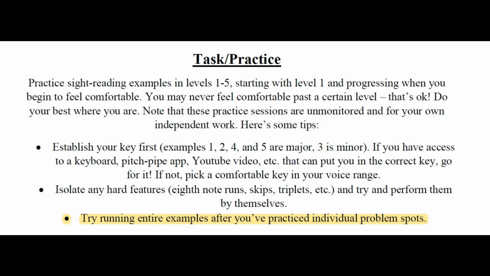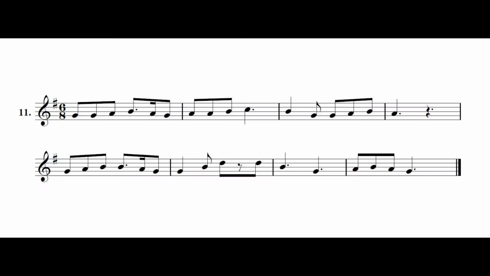Now, let's look at Level 4 example number 11. I picked this one because it's got all the features in it. There are some skips, there's some dotted 8th, 16th patterns in there, and of course, it's in 6/8 time. First, let's look at the key. We have 1 sharp, which means we are in G major. We are, of course, in 6/8 time, which is right after the key signature, but we're going to focus mainly right now on the pitches.